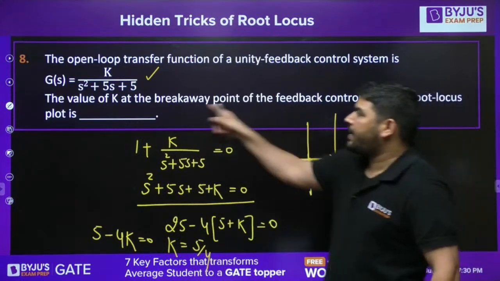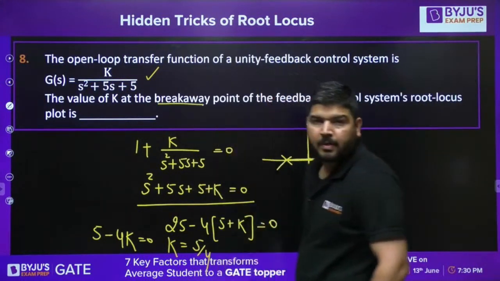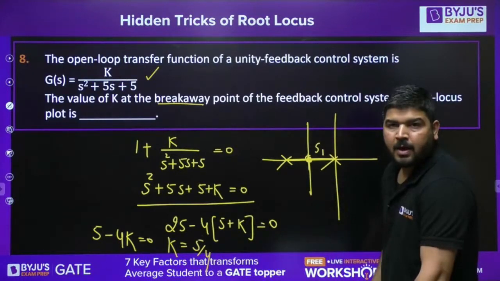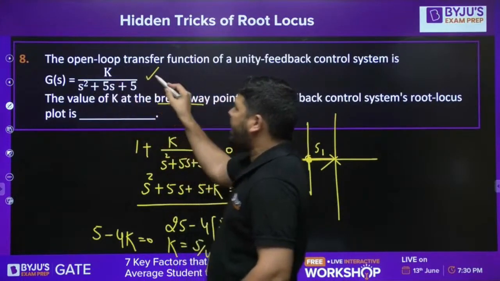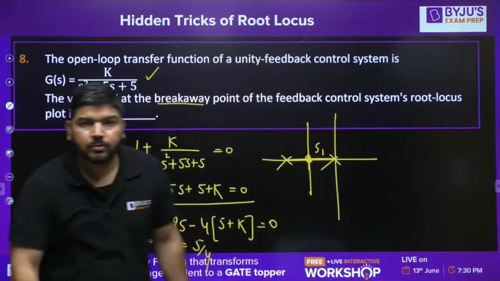You don't need to calculate the breakaway point, because many students first calculate the breakaway point. It means they calculate this point S1. Once we get this S1, they put S equal to S1 here, calculate the magnitude, and put the magnitude equal to 1. This is the way they do it.